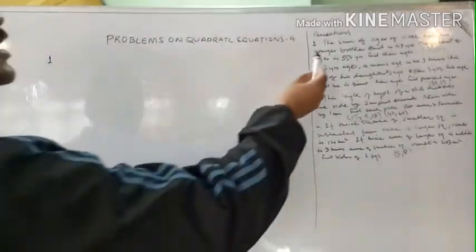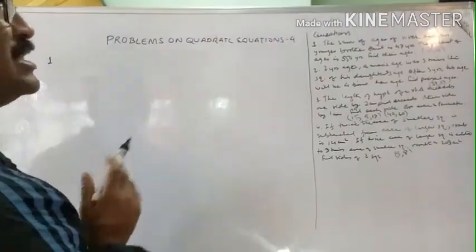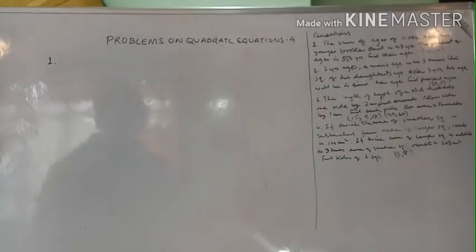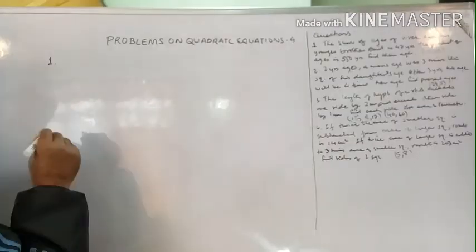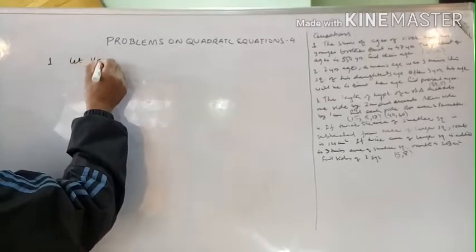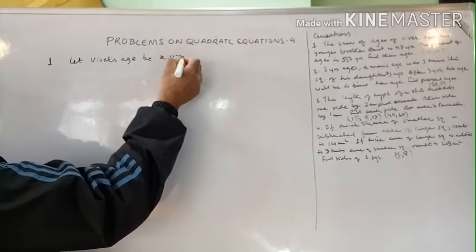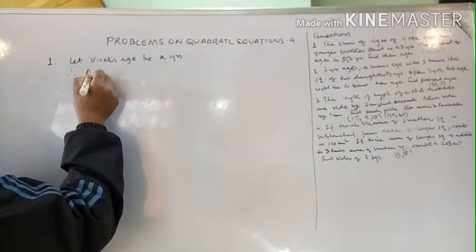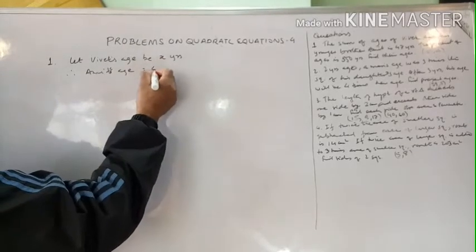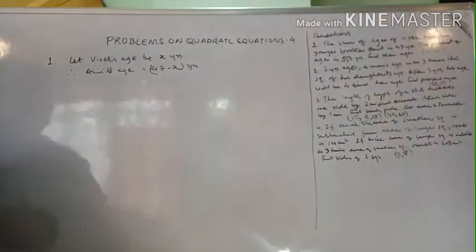The question says the sum of ages of Vivek and his younger brother Amit is 47 years. The product of their ages is 550. Find their ages. Since the sum is 47 years, let Vivek's age be x years. Therefore, Amit's age will be 47 minus x years, because the sum is 47.